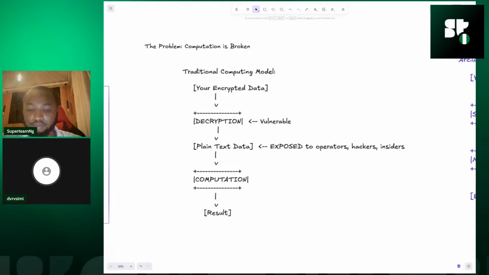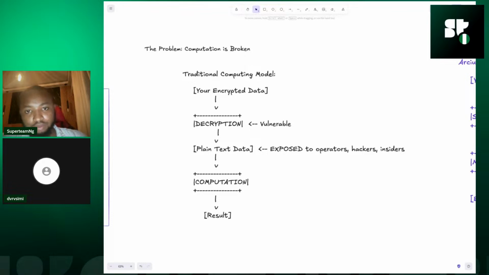In a traditional computing model, this is basically the flow. Your encrypted data has to go through the decryption stage, and once your data exists in plain text anywhere, it can be read or accessed by pretty much anybody available on the public space.